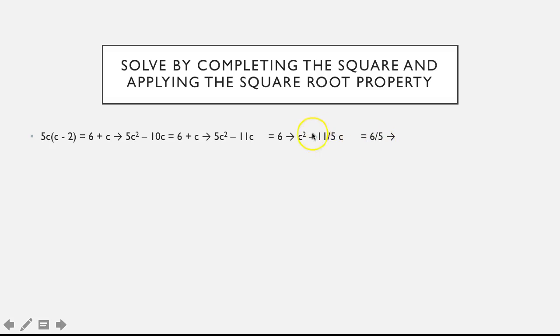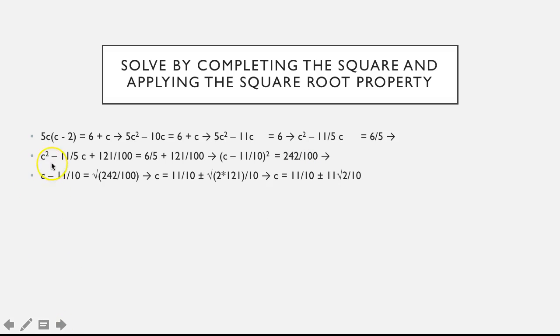Then the completing the square says you need to take the 11/5 and divide it by 2 and square it. And if you take 11/5 divided by 2, you get 11/10. So 11/10 squared is 121 over 100, and you need to add that to both sides of your equation. This part then factors into the c minus 11 divided by 10, that power squared. And if you change this to 100, you're multiplying by 20, so you get 120 over 100, and 120 plus 121 is 241 over 100.